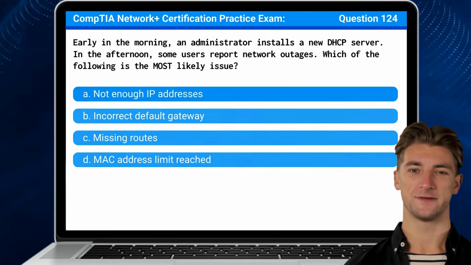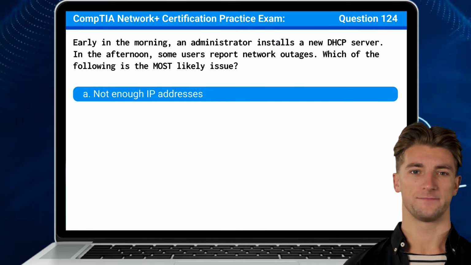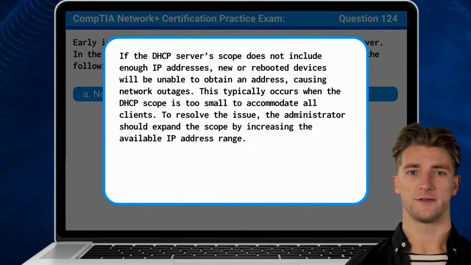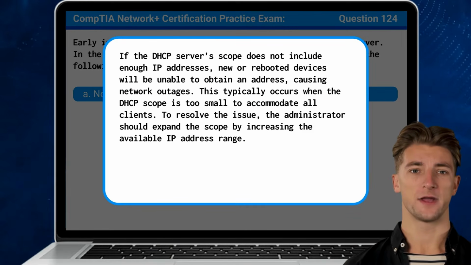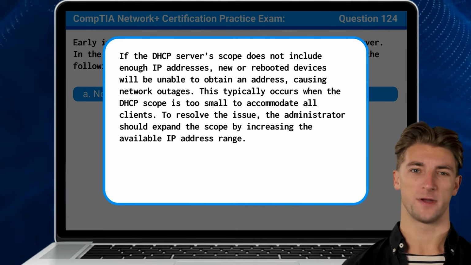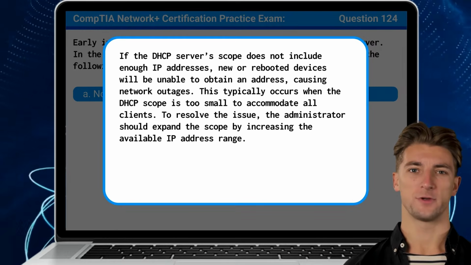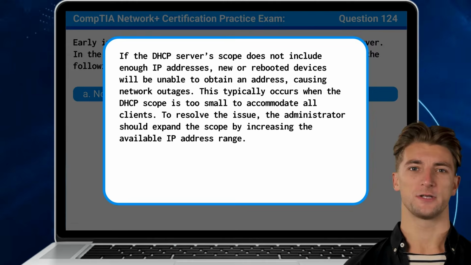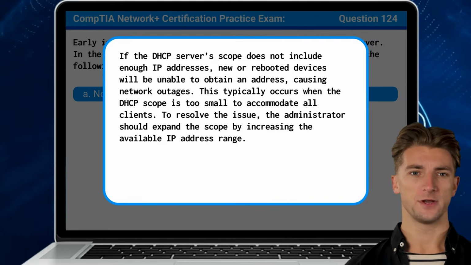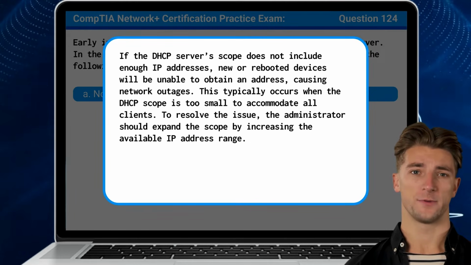The answer is A. Not enough IP addresses. If the DHCP server's scope does not include enough IP addresses, new or rebooted devices will be unable to obtain an address, causing network outages. This typically occurs when the DHCP scope is too small to accommodate all clients. To resolve the issue, the administrator should expand the scope by increasing the available IP address range.